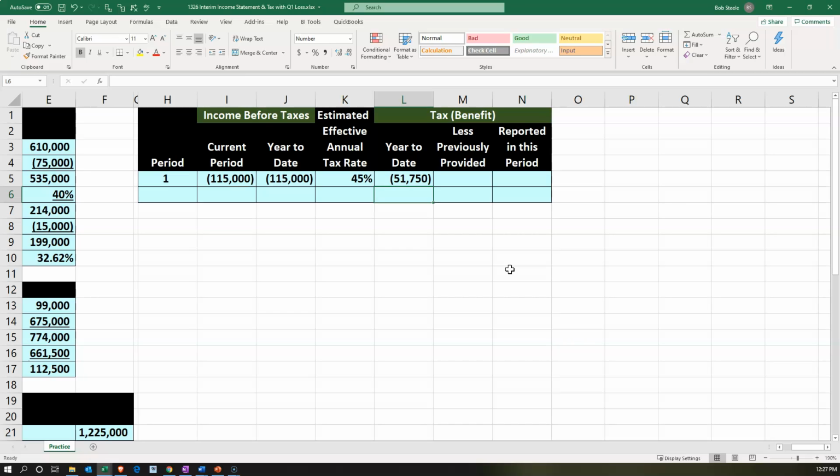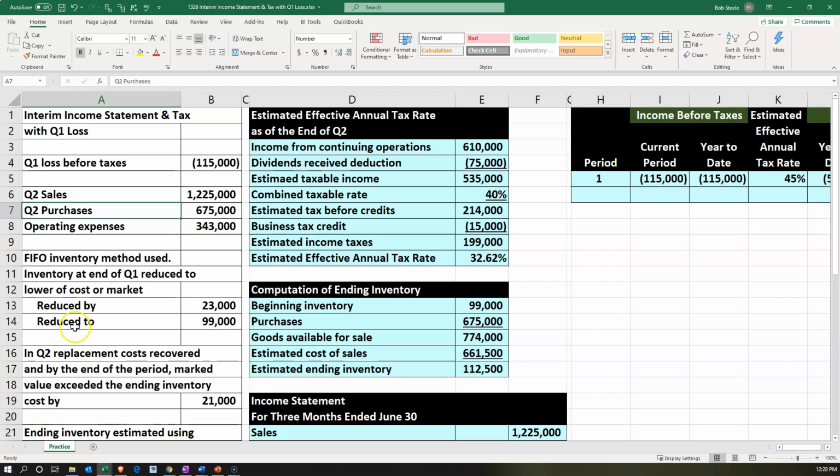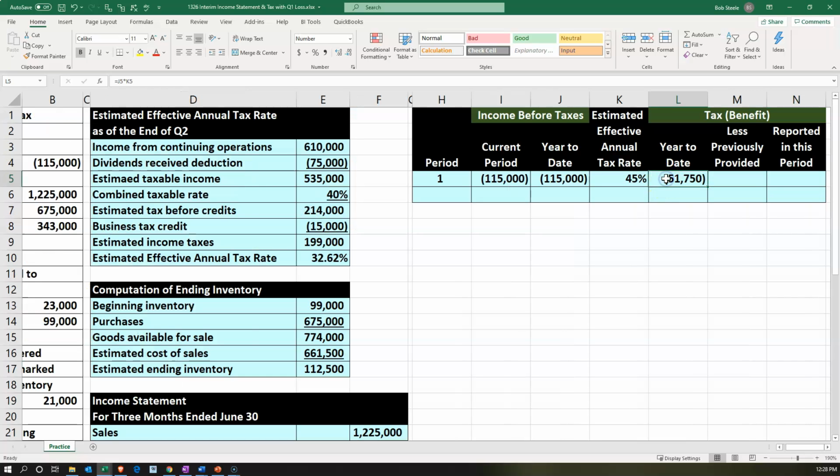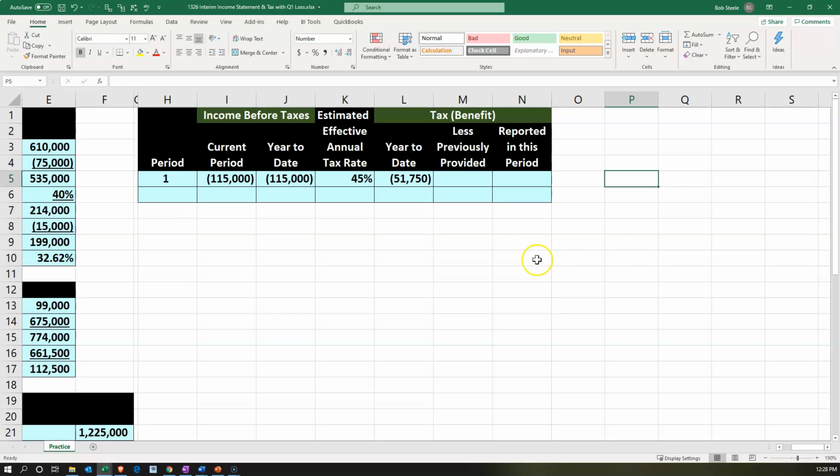So if we're going to say that we have a tax benefit in Q1, then we're assuming that we're going to be able to take that tax benefit by basically carrying it back possibly to a prior year. And so that's why down here in our data, we had this prior year income available for operating loss. I'm actually going to up this a little bit, it'll be in your problem, $55,000, just to make it clear that we could take the operating loss there. So our assumption then is in Q1, we had that benefit, basically a tax benefit from the fact that we had a loss in Q1. Okay, so then we're going to pick that up and report it in this period.